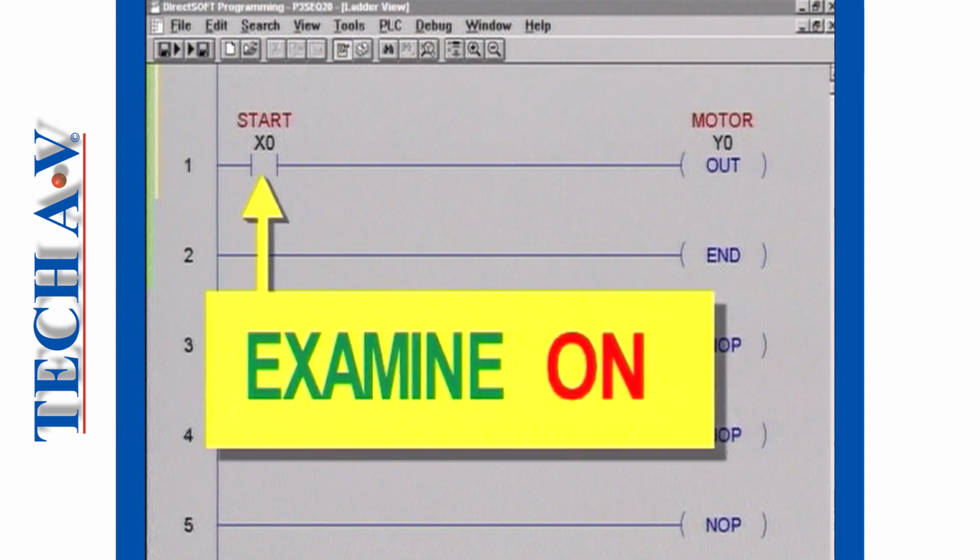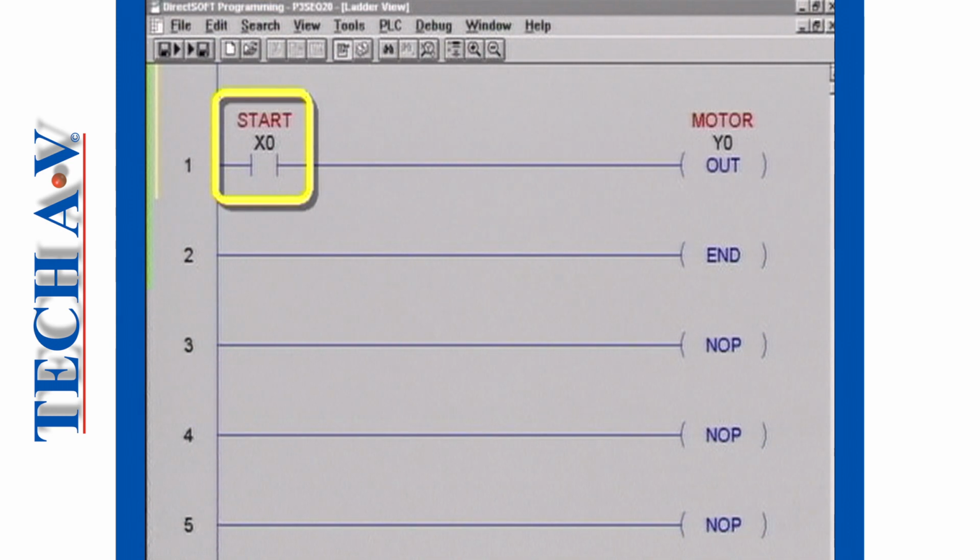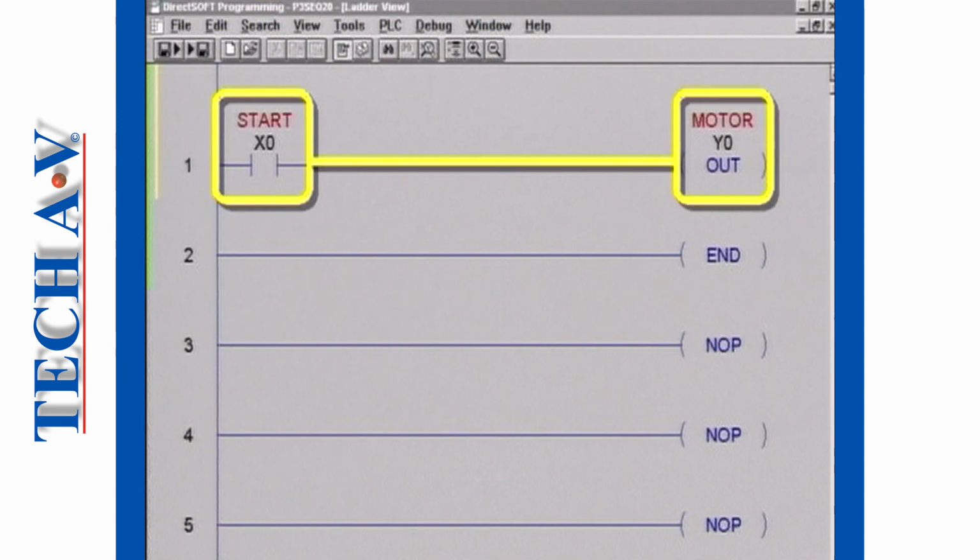We call this type of circuit an examine-on circuit, because it is telling the controller to examine the input location for an on voltage signal, and if it finds it there, to pass power along the rung.